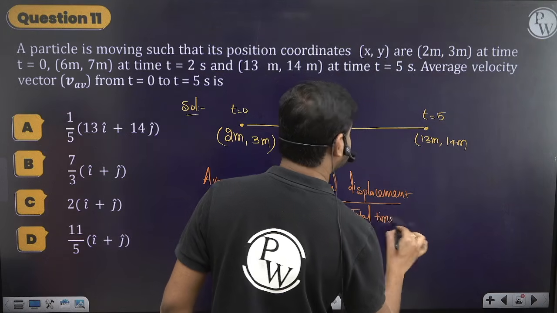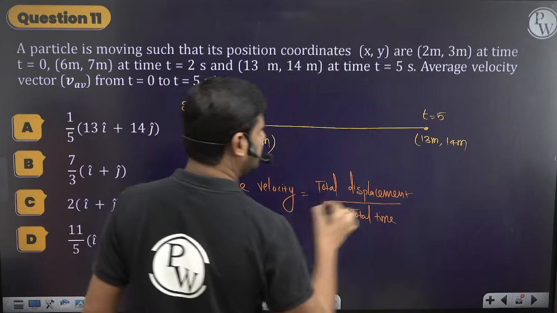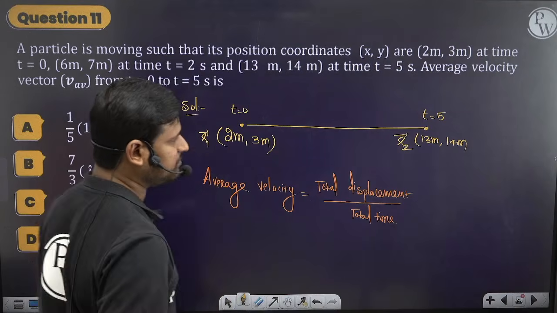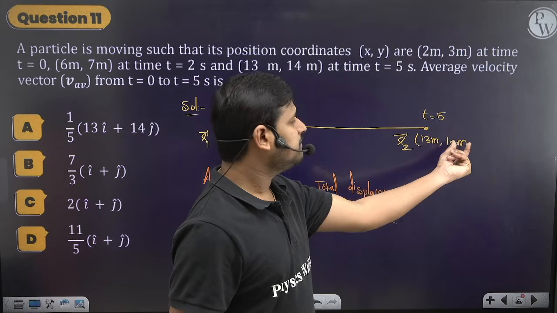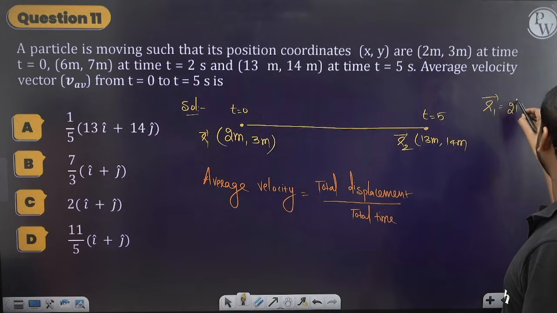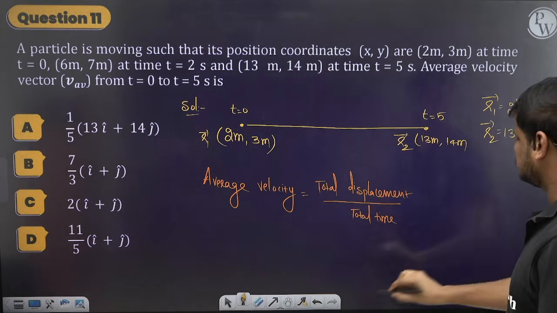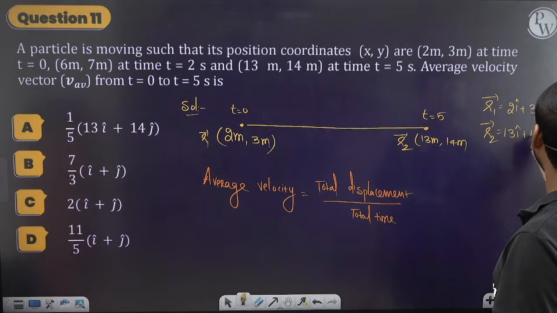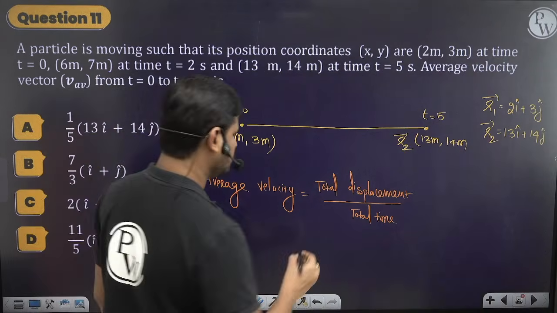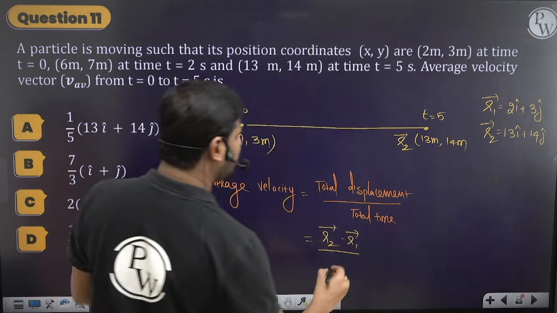Total displacement means final position minus initial position. Let the initial position be R1 and the final position be R2. Then R1 is the vector 2 i cap plus 3 j cap, and R2 is the vector 13 i cap plus 14 j cap. The total displacement is final position minus initial position, so R2 minus R1, divided by the total time taken, 0 to 5 seconds, which is 5.